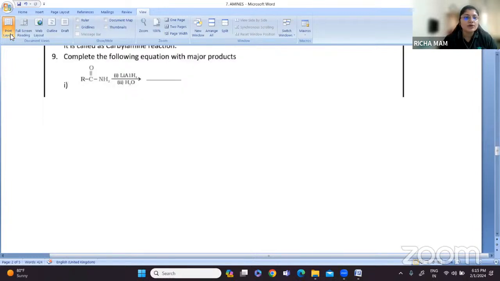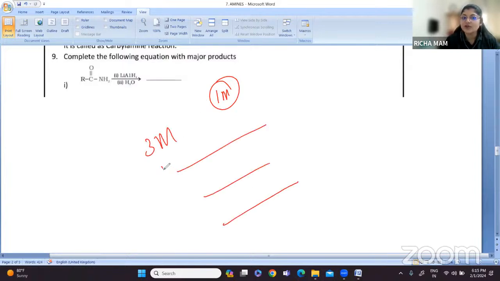Okay, so we have discussed this. Complete the following equation with major product. If a question like this is asked based on your name reactions, completing it with a major product is a 1 mark question. They may ask you for 3 marks: 3 equations can be given, each for 1 mark, so it is a 3 mark question directly.